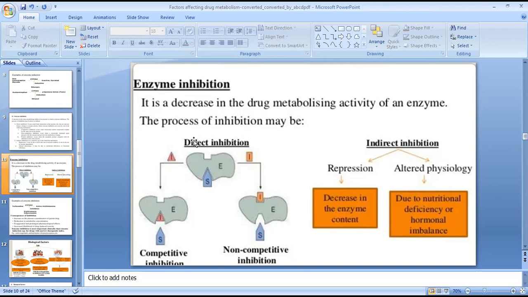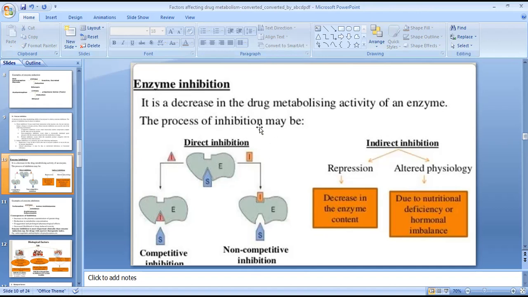Now we all know enzymes are very specific in nature. So they show their processes by the lock and key model. The substrate fits into the cavity structure of the enzyme molecule and shows the effect. Now what happened? The enzyme inhibitors, which inhibit the process of metabolism, may show their activity by direct inhibition.